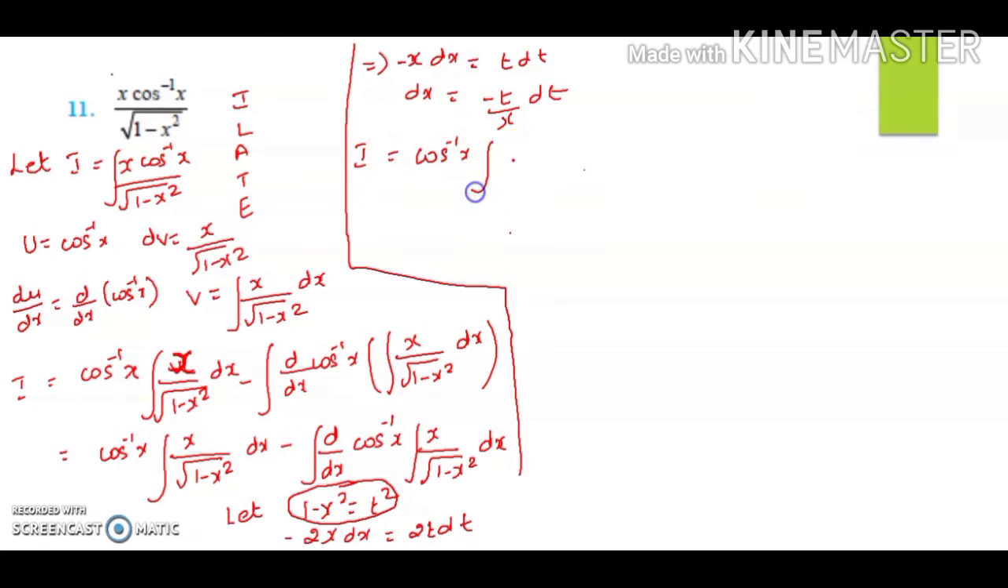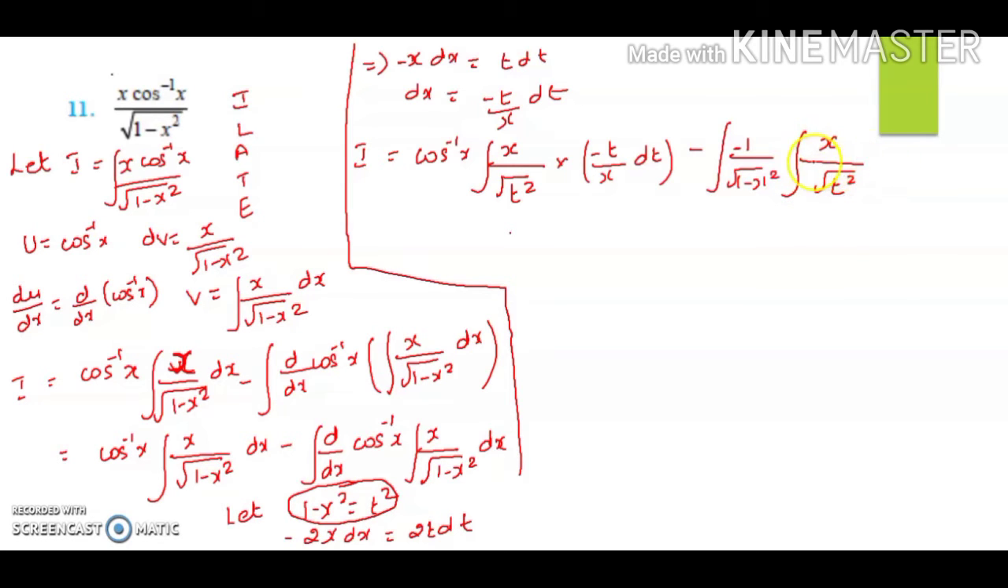So I is equal to cos inverse of x integral x divided by square root of t square, because we are having 1 minus x square, into dx value, which is minus t by x into dt, minus integral d of cos inverse of x. What is the value of that? It is nothing but minus 1 by square root of 1 minus x square, into integral x divided by square root of t square into, what is the value of dx? It is minus t by x into dt.